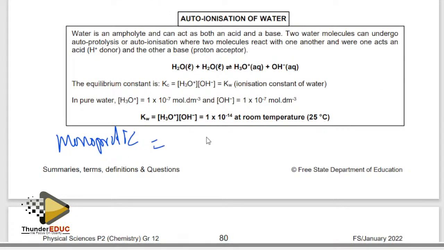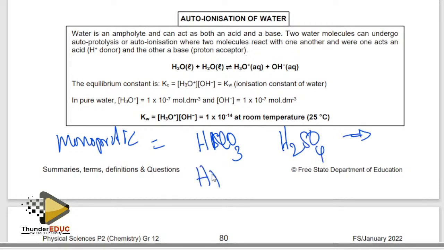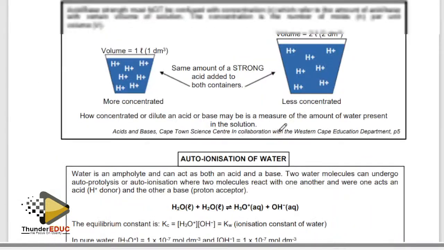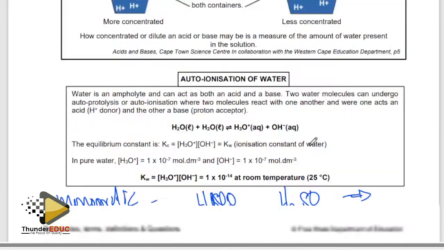Monoprotic means an acid which can produce one hydrogen ion, like nitric acid. A diprotic acid is an acid which can produce two hydrogen ions when dissolved in water, and a triprotic acid is the one which can produce three of them. So basically this is a triprotic acid, because it can ionize. And when these acids ionize, they can act as a base and an acid at the same time. Is it clear? So please don't go to the paper without knowing that also.